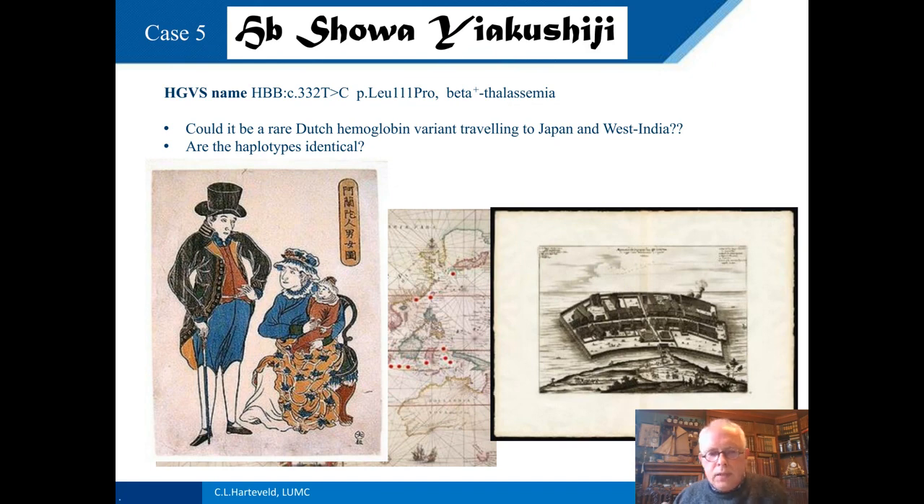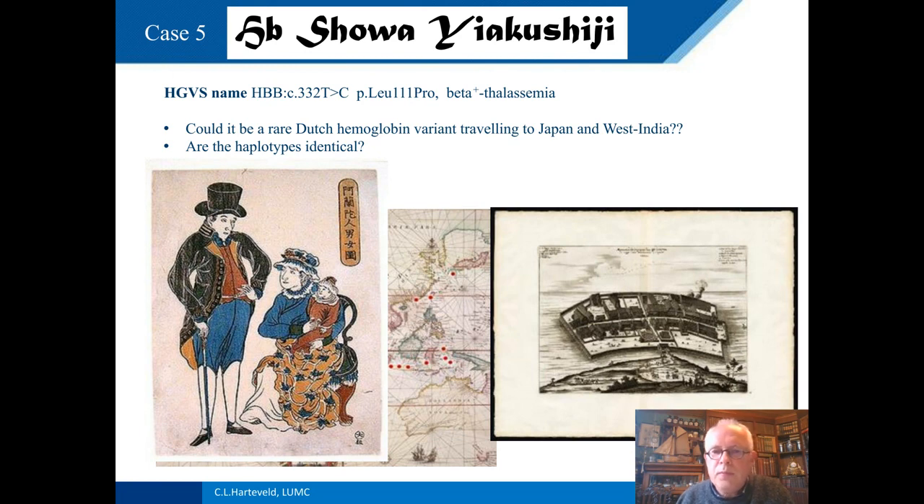Now, the question which arose was, is this hemoglobin Showa Yakushi, which happens to be Dutch, but also in the Japanese and the West Bengali, do they have some association with each other? Are they the founder, maybe? But how did it come about? Could it be a rare Dutch hemoglobin variant traveling to Japan or West India, or the other way around? And for this question, you need to determine the haplotype.